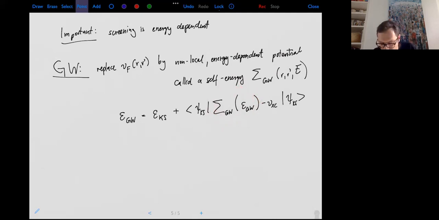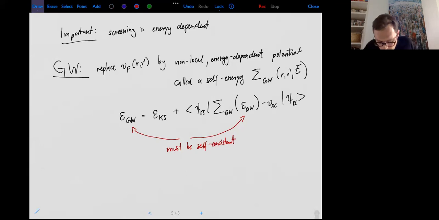And you see the important difference is that the self-energy is energy dependent. And so there is a need for a self-consistency, that the energy that goes into the self-energy must be the same as what you're calculating. Right, so that's clearly more complicated than in Hartree-Fock theory.